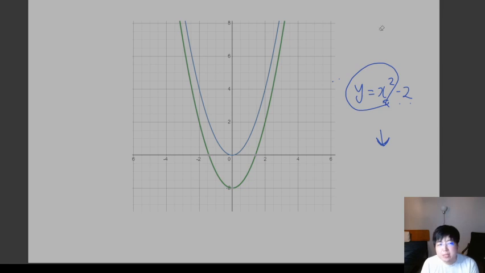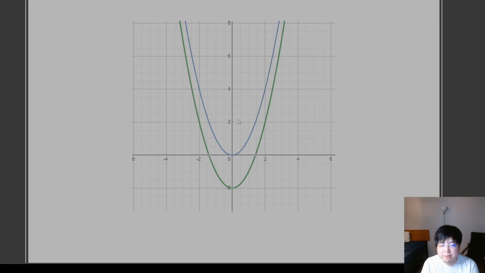This time it's not counterintuitive, because I subtracted 2 and the graph actually shifted down. So now you can imagine, if you want to shift this graph up by 4 units, what should we do? This time we just need to add: y is x squared plus 4. Then the graph shifts up by 4 units.